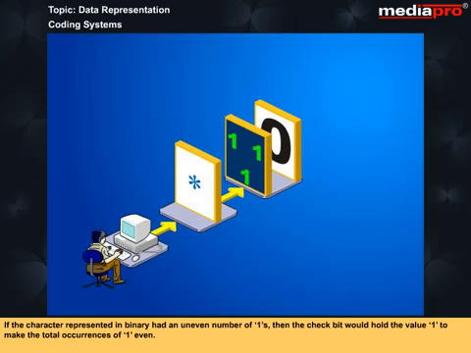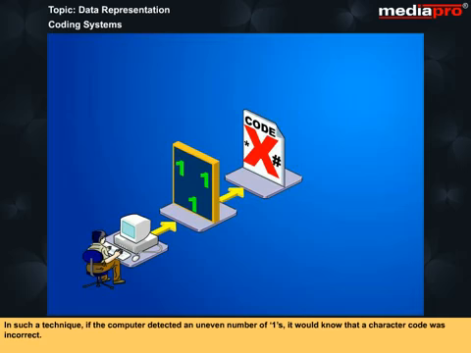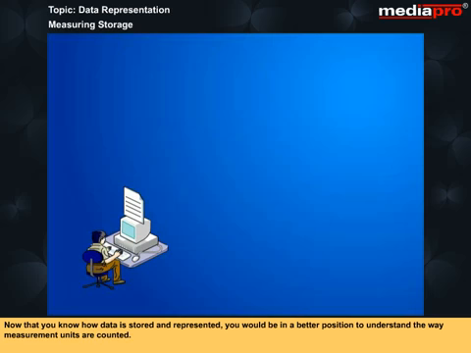If the character represented in binary had an uneven number of ones, then the check bit would hold the value 1 to make the total occurrences of 1 even. In such a technique, if the computer detected an uneven number of ones, it would know that a character code was incorrect. Now that you know how data is stored and represented, you would be in a better position to understand the way measurement units are counted.